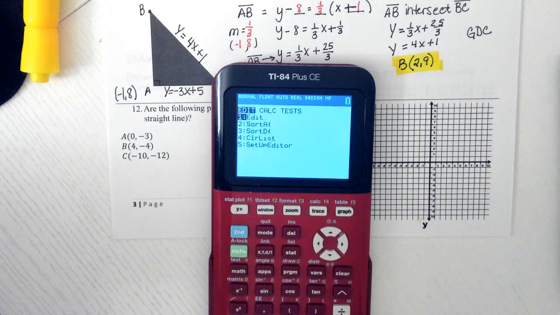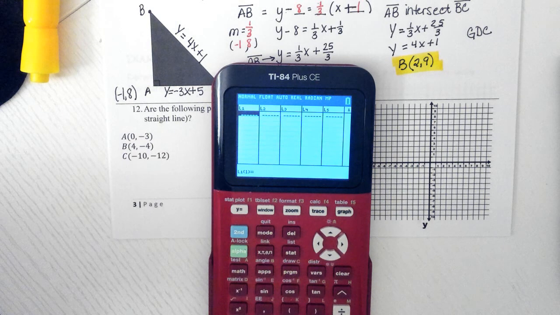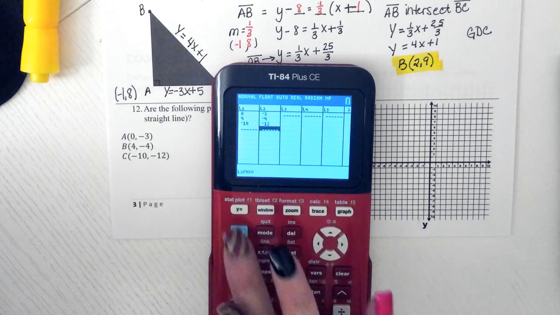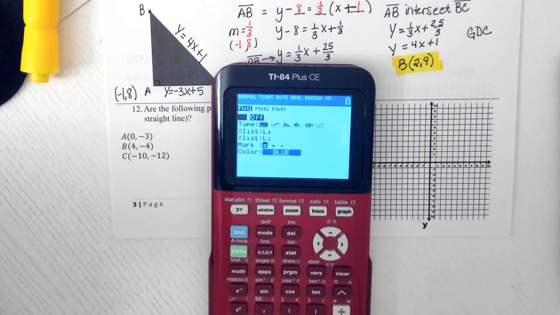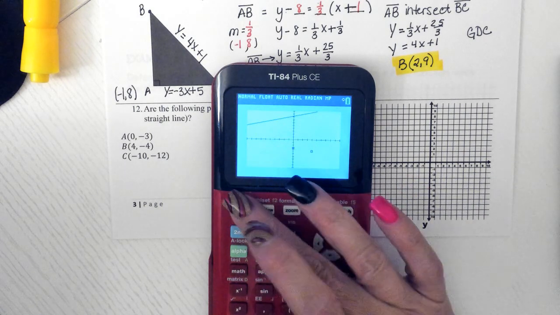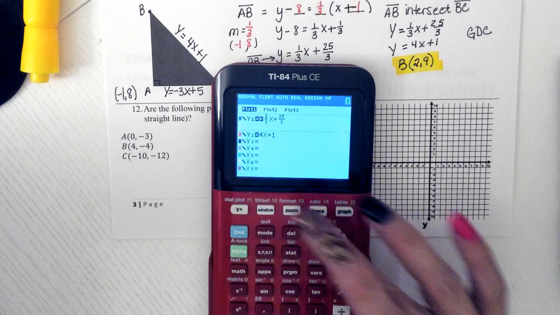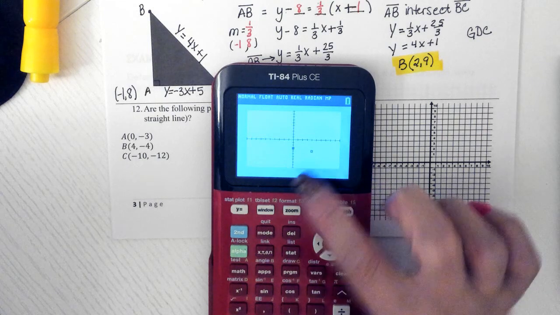You're going to go to Stat, Edit, and we are going to put these ordered pairs in. 0, 4, -10, -3, -4, -12. We're going to go to second, Stat Plot, and turn the statistics plots on. Now when I graph it, it's going to graph those points. I'm going to go to y equals and clear those out so that they're not there.